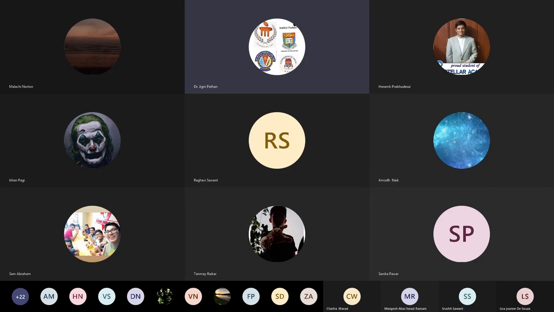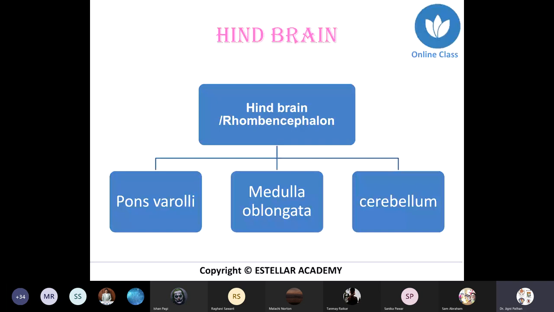Rhombencephalon. Clear? Hindbrain is also called rhombencephalon. It consists of pons varolii, medulla oblongata, and cerebellum. So you have pons varolii, medulla oblongata, and cerebellum as the three parts of the hindbrain.